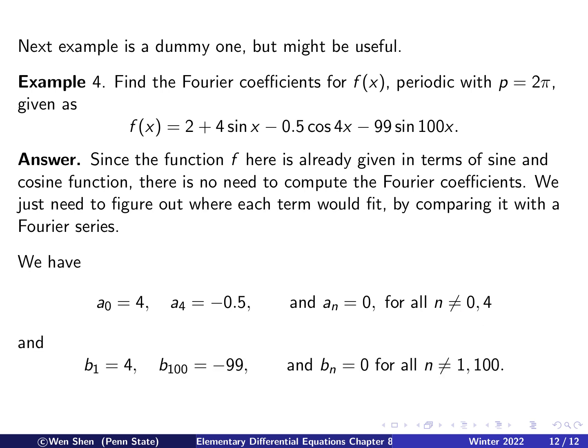Finally, we can look at the coefficients for the sines. We have 2 sine functions. One is sine x and the other is sine 100x. What's in front of sine x will be the coefficient b1, because it's sine 1 times x. So b1 is 4. And then this coefficient here will be b100, so b100 is negative 99. And then we can conclude all the other b_n are 0, for n different from 1 and 100.